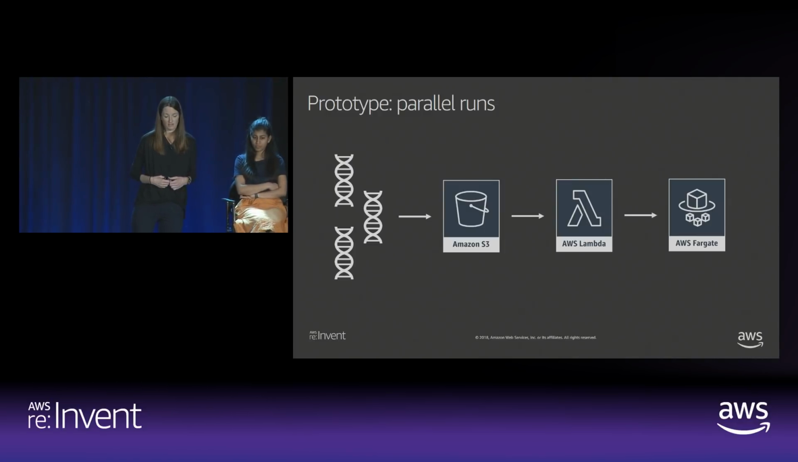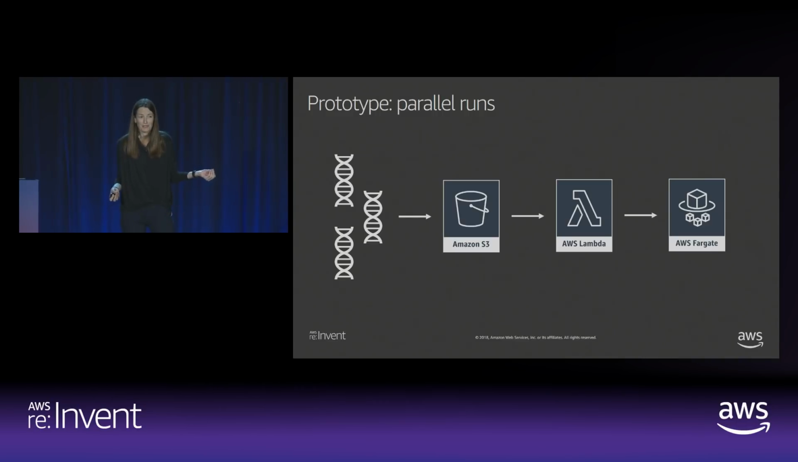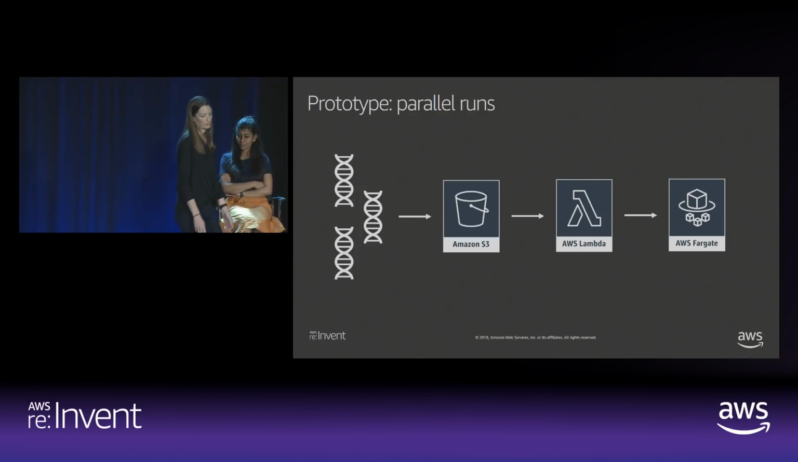scaling that we had to take care of. So it could automatically handle all of that. All we had to worry about was getting those files to S3. 40 files hit S3, 40 events would happen, 40 Lambdas would spin up. Those would all go over to Fargate. Fargate would spin up 40 containers with the appropriate resources.